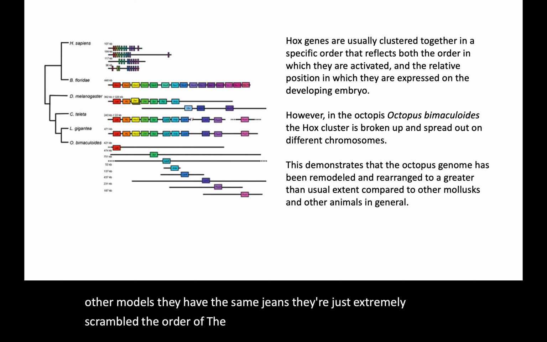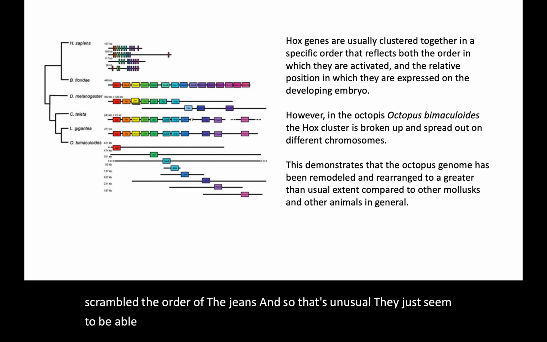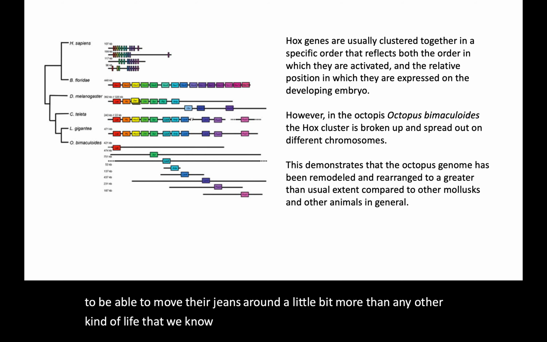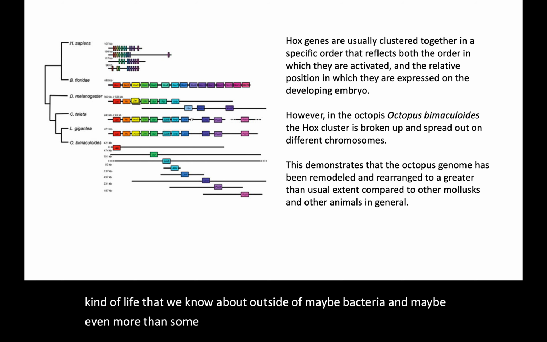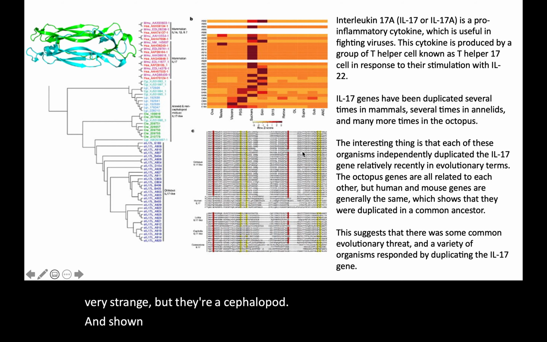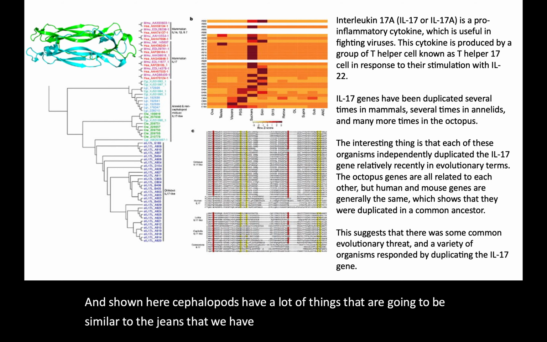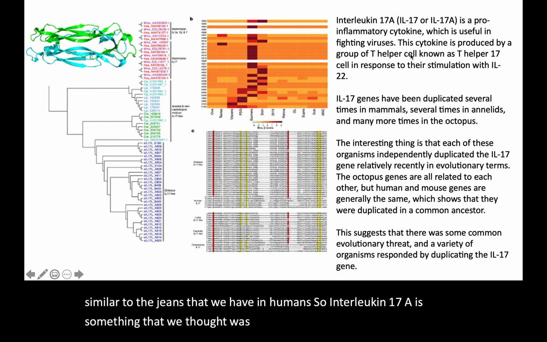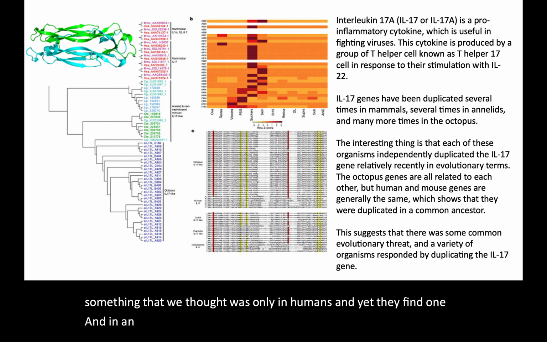And so that's unusual. They just seem to be able to move their genes around a little bit more than any other kind of life that we know about outside of maybe bacteria. And maybe even more than some bacteria would like to do this. So yeah, octopus, very strange, but they are a cephalopod. And shown here, cephalopods have a lot of things that are going to be similar to the genes that we have in humans. So interleukin 17A is something that we thought was only in humans, and yet they find one in an octopus genome.